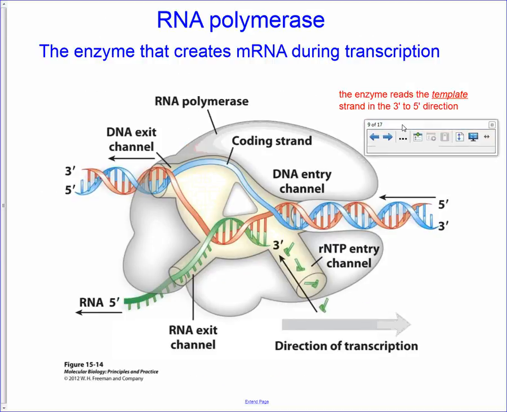Okay, so here's our first major player in the process of transcription, which is that first step in decoding the code of your gene in your DNA. This enzyme is called RNA polymerase. And polymerase is basically an enzyme that creates an mRNA molecule during transcription.